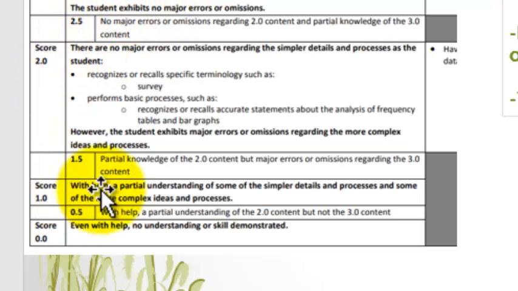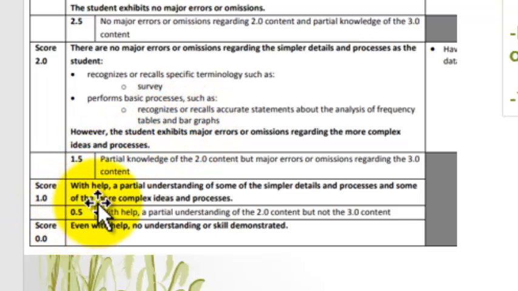Typically when you have your 2.0s and 1.0s, you start to see the skills regress in terms of how difficult or challenging they are, and they usually include more of the key vocabulary. You're also often going to find more different levels of scaffolds. So if you look right here, it says there are no major errors or omissions regarding the simpler details and processes of the student. Then you can see key vocabulary, basic concepts.